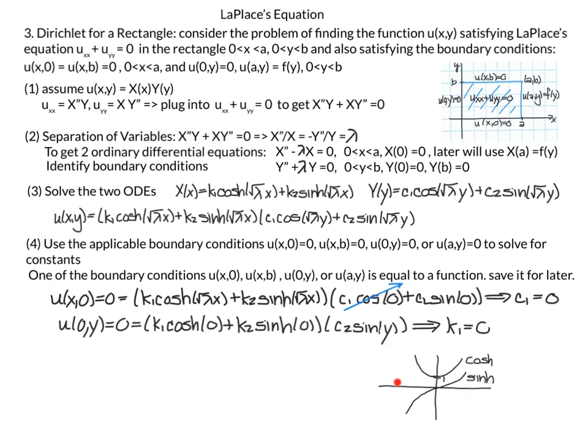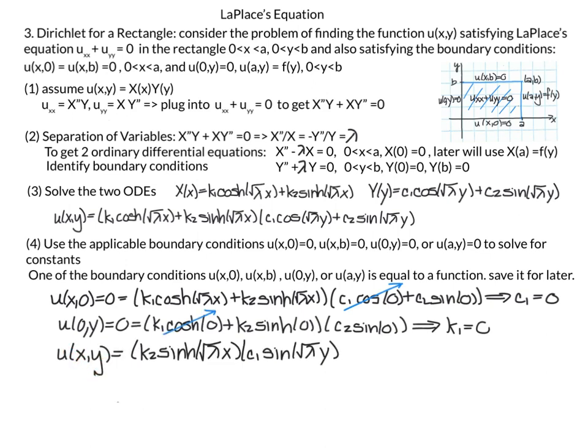In case you need a reference, I have a graph of cosh and sinh here. So sinh is equal to 0 at x equals 0. So this is going to become 0, so that's great. Cosh is never equal to 0, so what that tells us, if this whole expression needs to be equal to 0, is I need k1 equal to 0. And now we are down to u of x, y, because c1 and k1 are equal to 0, is our k2 sinh of square root of lambda times x, and then I just renamed this as c1 sine of square root of lambda times y.